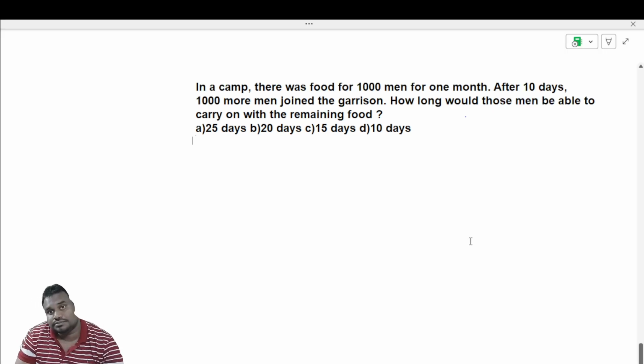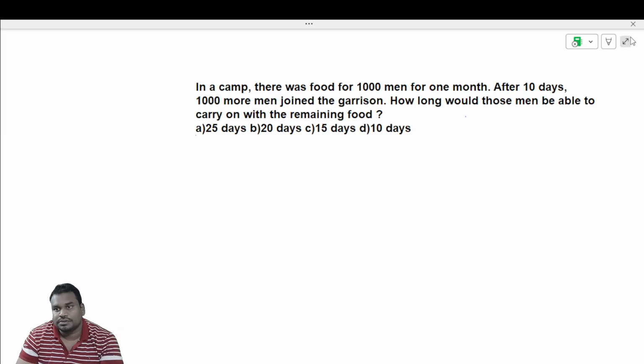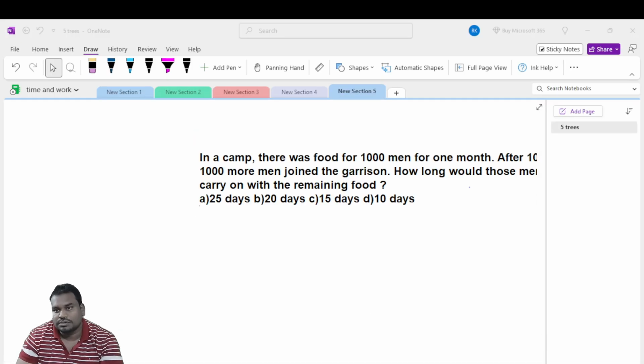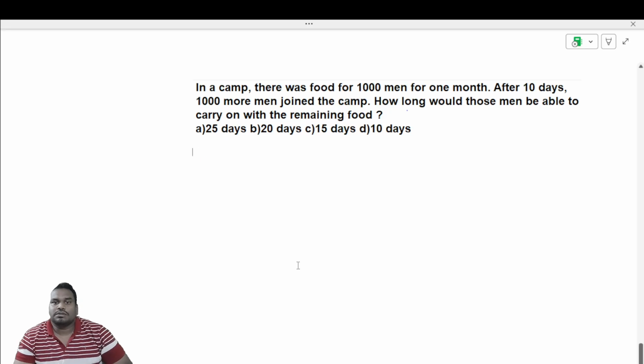Next question. In a camp, there was food for 1,000 men for 1 month. After 10 days, 1,000 more men joined the camp or garrison, you can say. How long would those men be able to carry on with the remaining food?